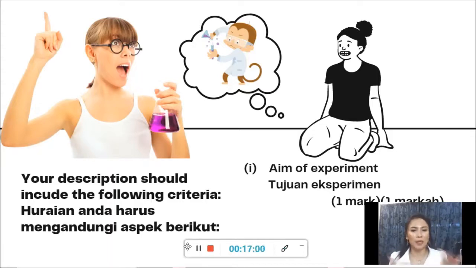Huraian Anda harus mengandungi aspek yang berikut. The aim of this experiment, tujuan experiment, 1 mark already. So what is the aim of this experiment? So of course, as I always tell my students, what is your aim? Apakah tujuan Anda datang ke sekolah? So, untuk belajar lah, okay? So in English it will be to study. So that is how I ask them to remember. Okay, the aim of this experiment is to study.